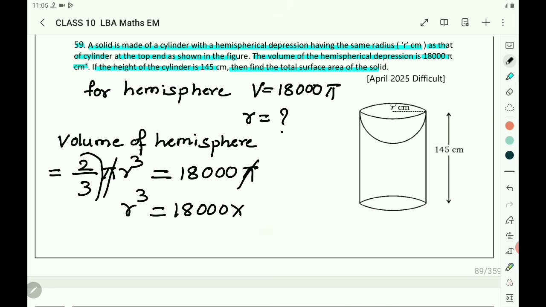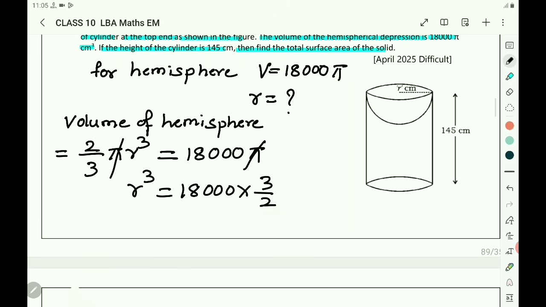Into, transfer this 2 by 3 to the RHS, it becomes 3 by 2 when it comes to the RHS. 2 by 3 is transferred to RHS and it becomes 3 by 2. Numerator comes to the denominator and denominator comes to the numerator. So you got 3 by 2.